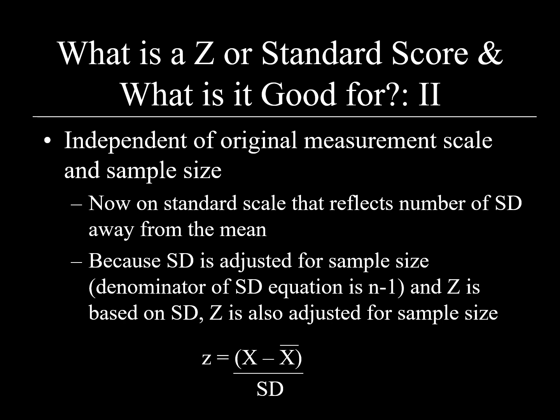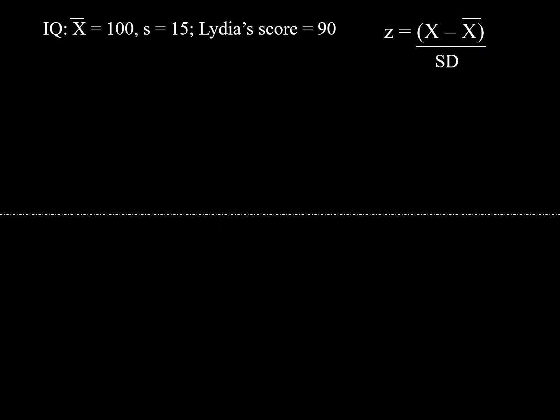So z is someone's individual score minus the mean divided by the standard deviation. That gives us our z-score. So if we know, for example, that someone had a 90 on a test, the mean was an 80, and the standard deviation was a 5, we would take 90 minus 80, so we'd have positive 10, divided by the standard deviation of 5, we'd have a z-score of 2. They were 2 standard deviation units above the mean.